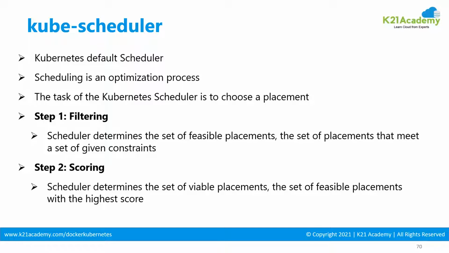The scheduler determines the set of viable placements, the set of feasible placements, with the highest score. I think the lowest is 0 and the highest is 100. That is the way it is calculated. And you can specifically define, based on the scoring also, that please put the deployment on the worker node whose score is 10 or more than 10. That also you can define, guys.